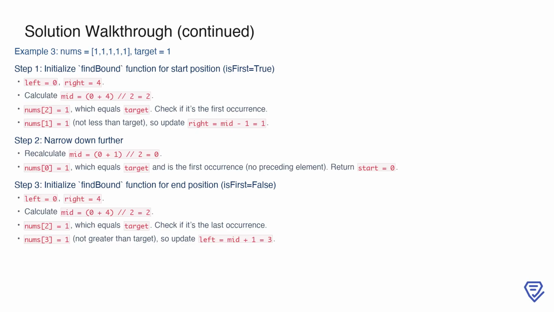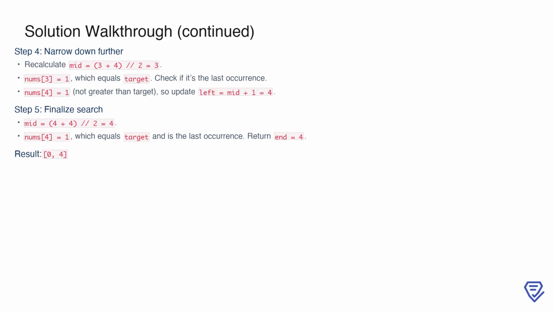This prompts us to update left to mid plus 1, making it 3. To continue narrowing down the end position, we recalculate mid as 3, where nums[3] equals 1, still matching the target. Checking if it's the last occurrence, we look at nums[4], which is also 1. Since it's not greater than the target, we update left to mid plus 1, which is 4.